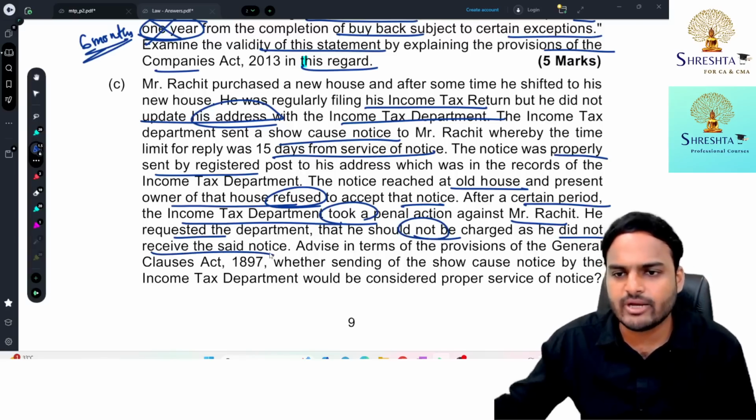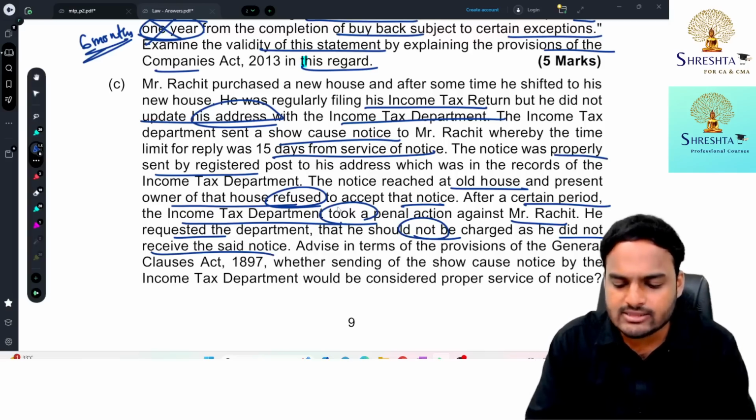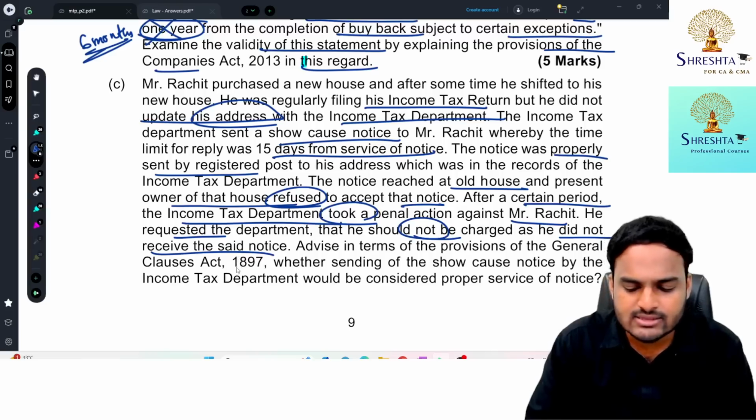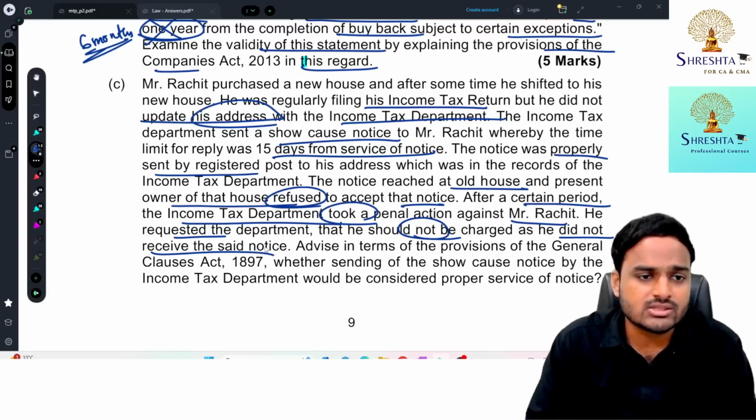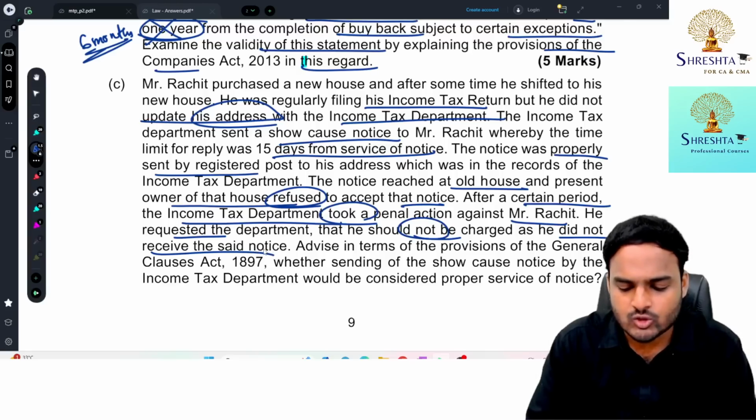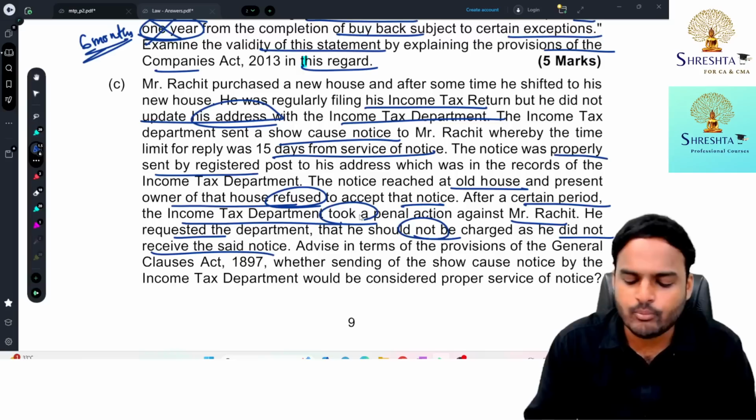First of all, he should update his address. He should update his address in the income tax department. He failed to update the address. Now, how can he blame the income tax department, or how can he request the income tax department not to charge penalty? Getting my point, students?